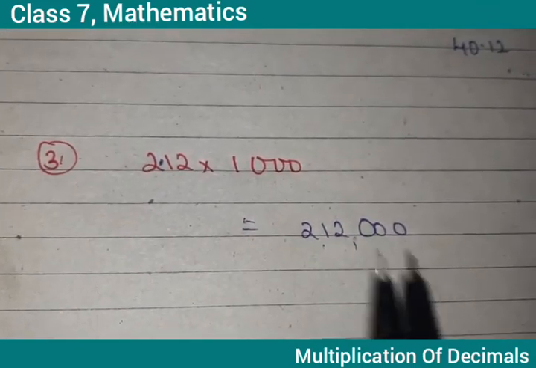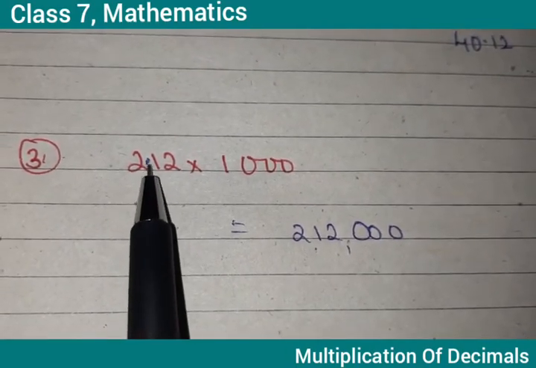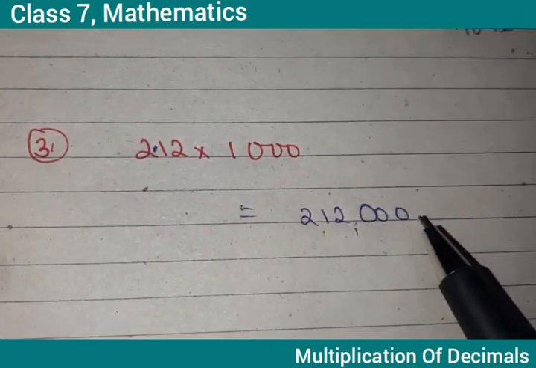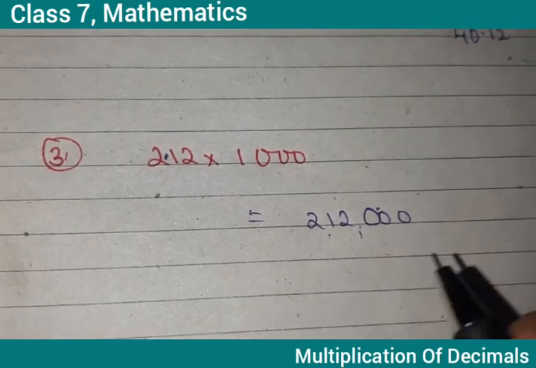2,12,000. Now we need to put the decimal. So once again, see, after the decimal how many digits are there? 2. That means from the right hand side start counting. So 1 and 2. That means here we will place the decimal.